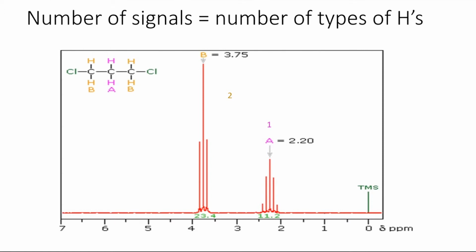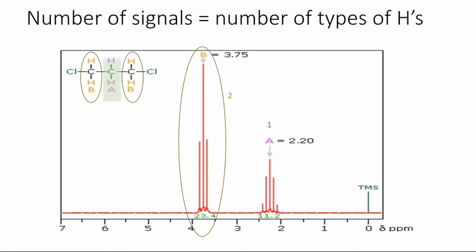We learned previously that for determining the number of signals, we need to know the number of types of hydrogens we have. And here in yellow, we have 1 type because their environment is the same, and its signal is shown here. In this green box, we have a 2nd type of hydrogen, and its signal is shown here. So indeed, with 1,3-dichloropropane, we have 2 hydrogen types. We find 2 signals for its respective NMR spectrum.